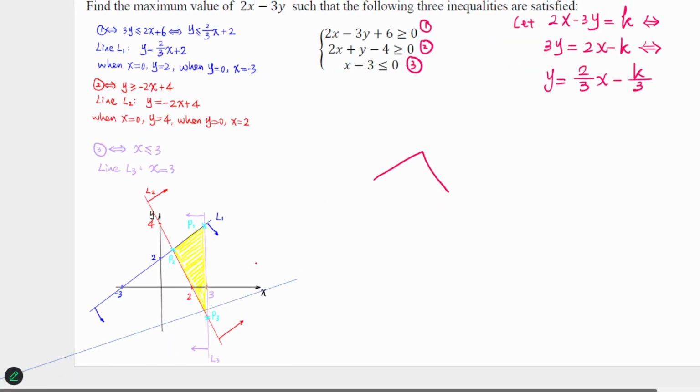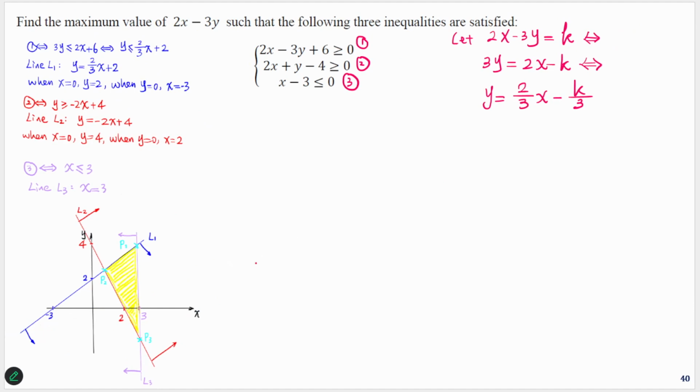Of course, if you have a bounded region like this, again, this concept also holds true. It can only be achieved on one of its vertices, right? So we can just calculate the coordinates of each of the vertices, P1, P2, P3, and see which pair of coordinates can make 2x minus 3y be the largest, right? You follow me? Okay, so in order to do this, let's first find P1. So how do we find P1? We have already talked about this.